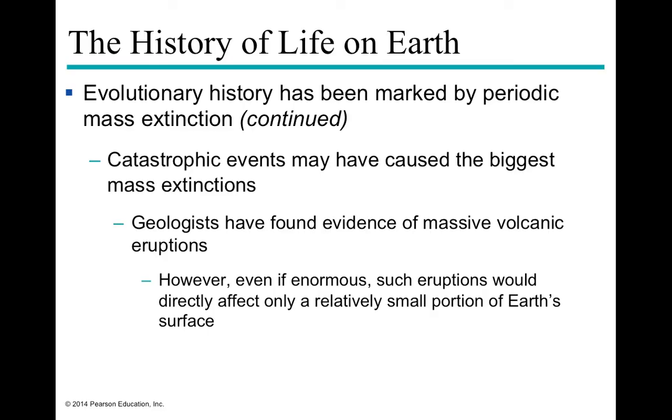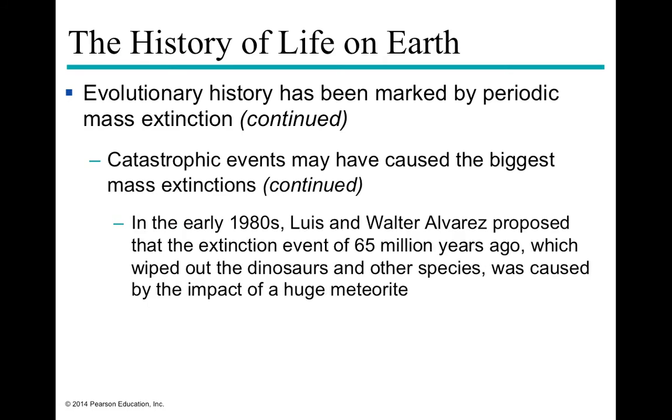All right, so let's digress. So let's get back to mass extinction events. Mass extinction events generally happen by huge catastrophic events, something like a massive volcanic eruption, etc. However, even if a gigantic volcanic eruption occurred, it would probably only affect a very small portion of the Earth's surface.